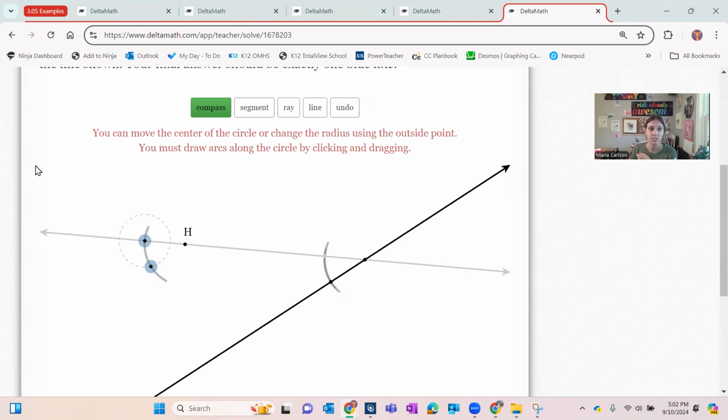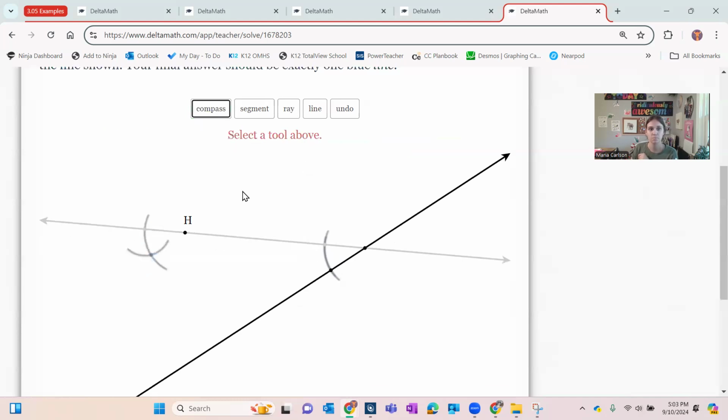So now I am going to draw an arc to show where we will intersect that original angle, or that copied angle, if you will. And now, oops. Turn the compass off. Now we have this intersection of these two arcs.